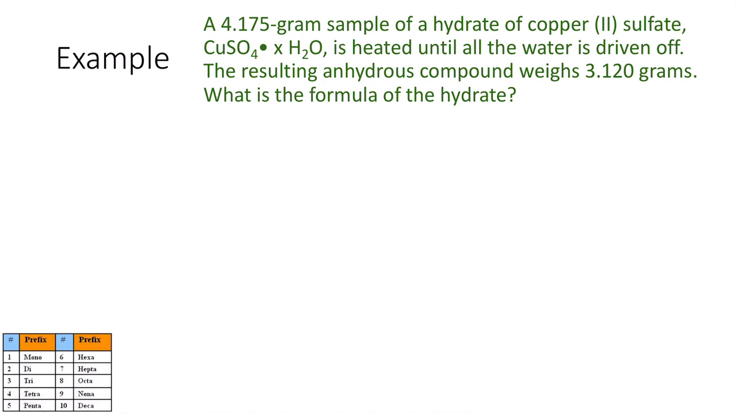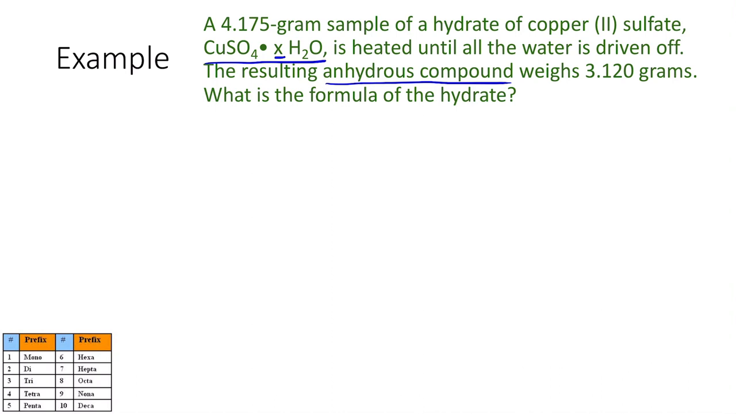All right, a 4.175 gram sample of a hydrate of copper 2 sulfate, which is, the outline of this formula is right here. We're trying to calculate this, is heated until all the water is driven off. The resulting anhydrous compound weighs 3.120 grams. What is the formula of the hydrate? All right, so what we have to do here, it's telling us, we've taken this hydrate, we've put it over a flame, and we've heated it until all of the water has been evaporated out of that crystalline substance. The anhydrous compound is what's left after the water evaporates.